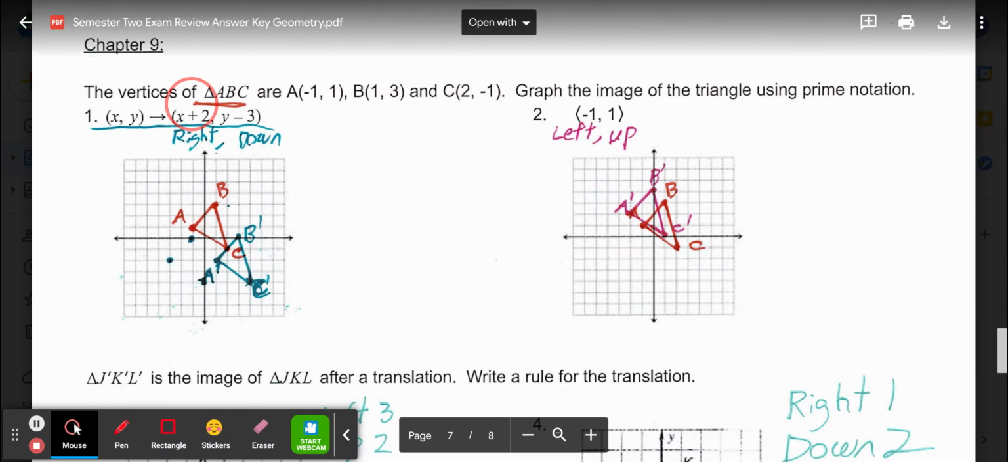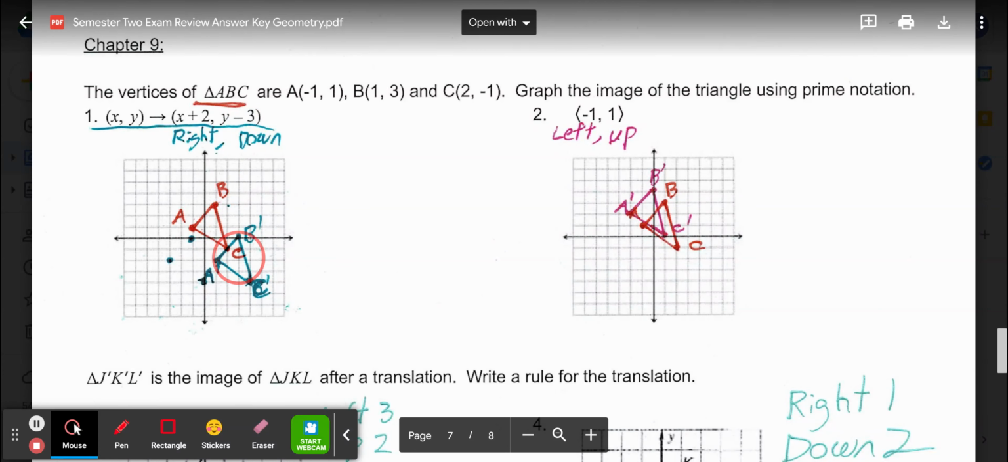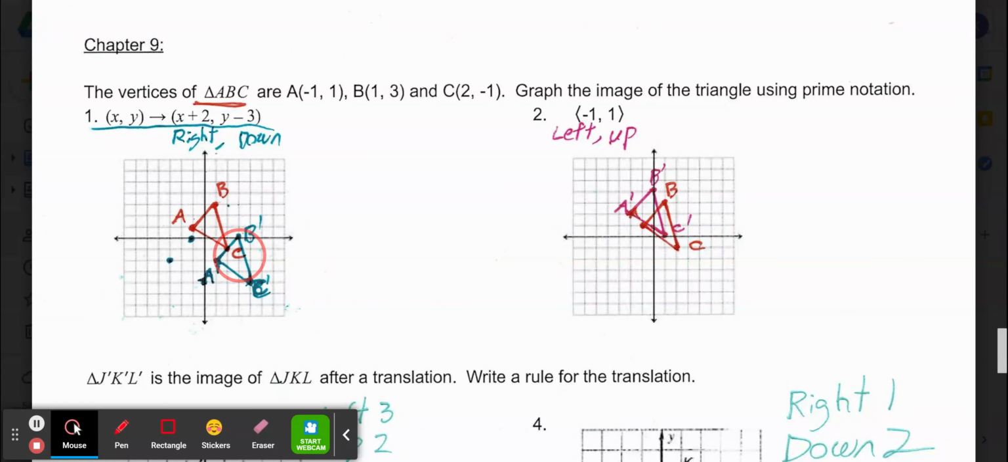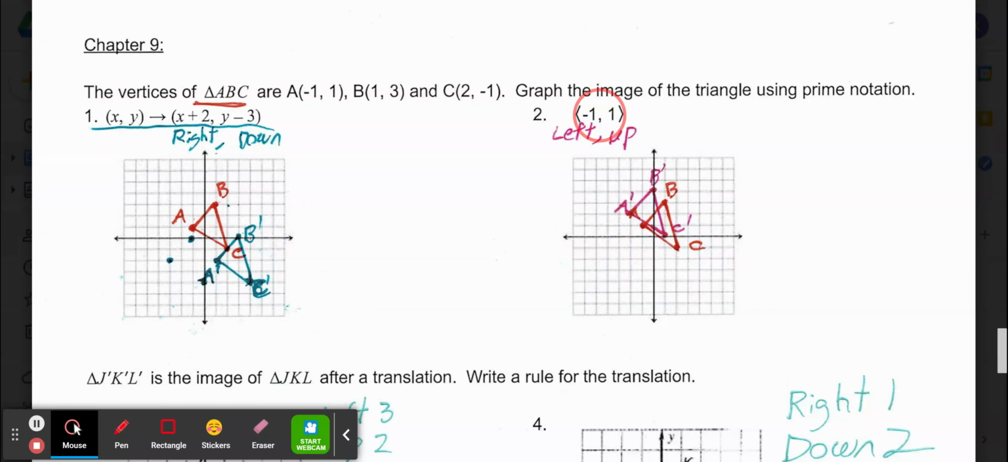So looking at this notation, x plus 2 means right 2, y minus 3, down 3. So I took each point, moved them right 2, down 3 to get my image. And in this one, the x value is a negative 1, so it's left 1, y value positive 1, up 1. So we took our original, moved each point left 1, up 1, and there's our final image.